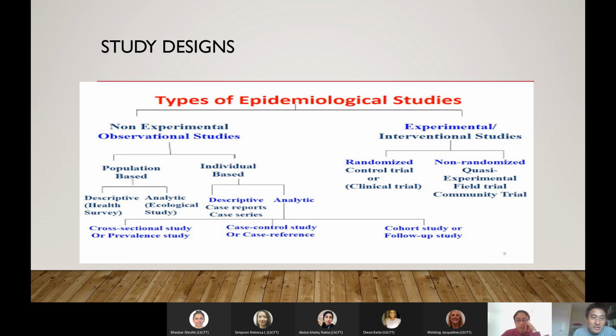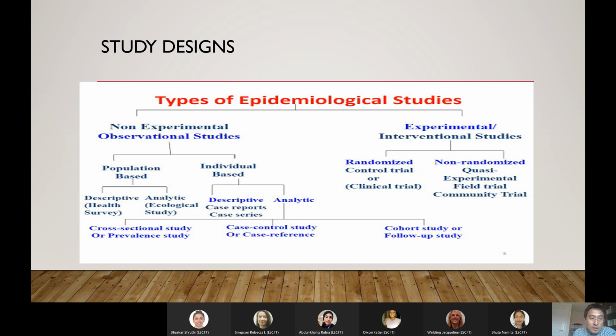Okay, so in the study design, just divide into 2, non-experimental and experimental. Experimental is something where the researchers intervened. Okay, so there are randomized trial and experimental community. So forget about this now for a moment. In this one, population based and individual based. So most of the questions will be asked on individual based, not on the population.